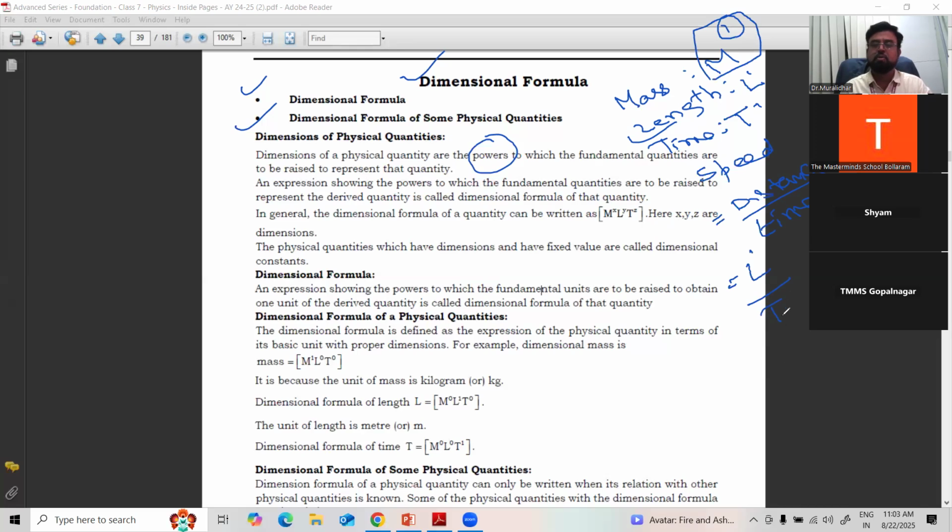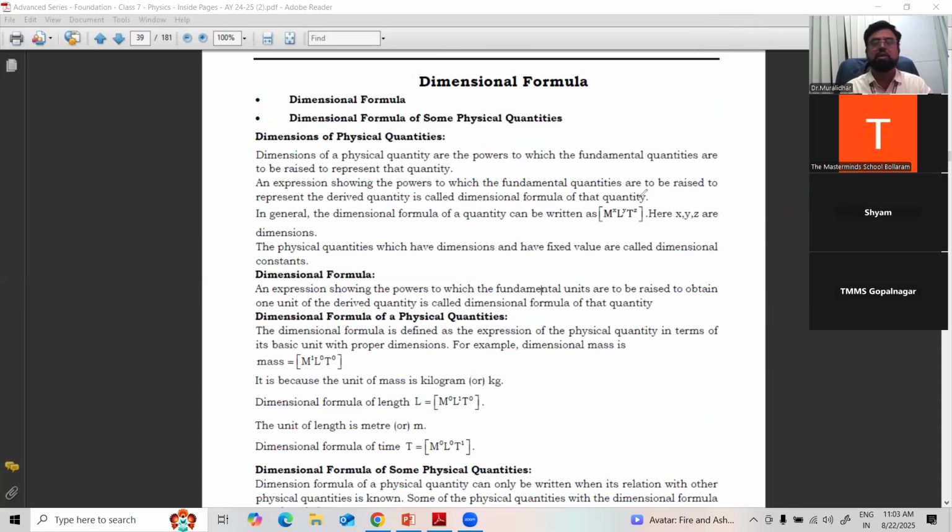Time is T1, so it's considered L1 for length. When T1 goes up, it becomes T minus 1. If you want to calculate M0 also, mass is not there. So L1 T minus 1 is the dimension formula of speed. For every physical quantity, we can write the dimensional formula, which helps us understand the physical quantity and its nature. An expression showing the power to which fundamental quantities are to be raised to represent a derived quantity is called the dimensional formula. The complete expression is called the dimensional formula and the power is called the dimension.